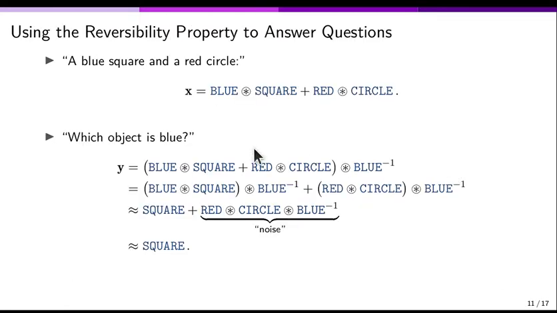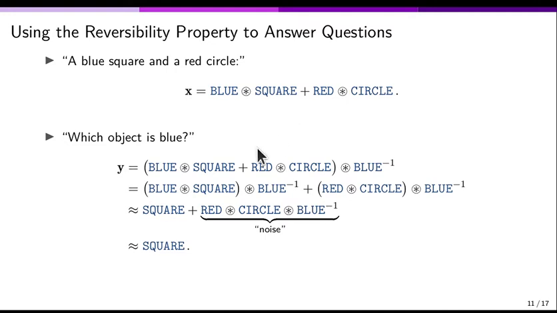Yes. Here's an example. Suppose I have a blue square and a red circle, and I represent it this way: blue square plus red circle. That's the vector, and it's just x. I have that vector in memory. Now I want to ask, what object is blue? I want to manipulate this vector to extract the information back out. If I can't do that, then it's not a representation.